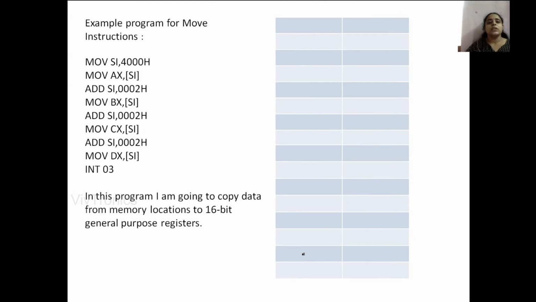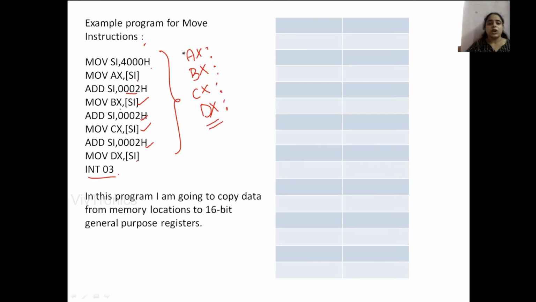Okay, so here you can see the program that I have written. MOV SI, 4000H; MOV AX, [SI]; ADD SI, 0002H; MOV BX, [SI]; ADD SI, 0002H; MOV CX, [SI]; ADD SI, 0002; MOV DX, [SI]. Okay, so now I am going to run the emulator from my side, and I am going to show you how I copy data from memory locations to these registers.